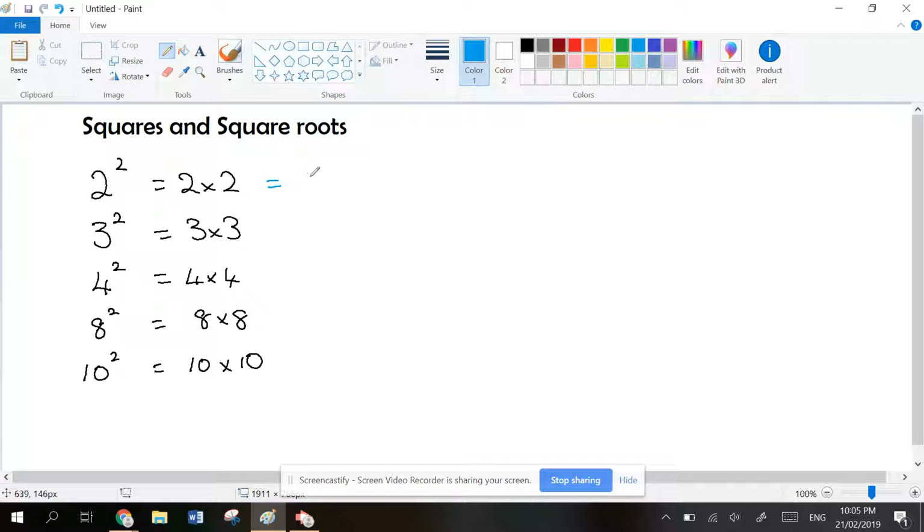2 times 2, or 2 squared, is actually 4. 3 times 3 is 9. 4 times 4 is 16. 8 times 8 is 64. And 10 times 10 is 100.